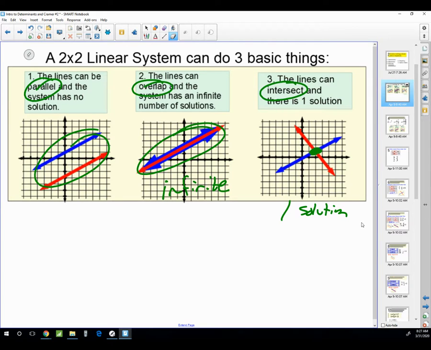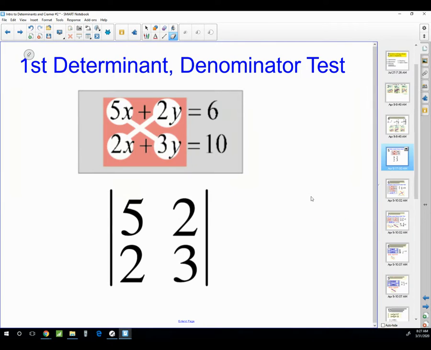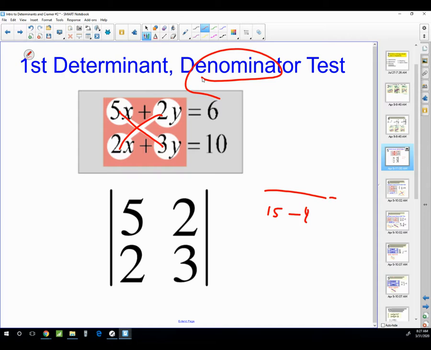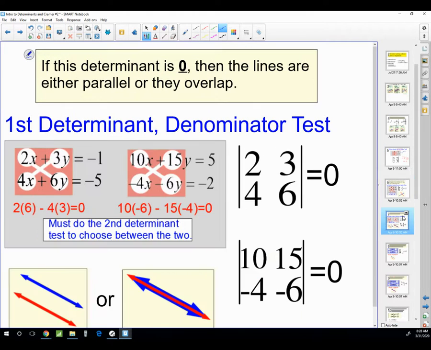Let's look at this slide. Okay, we can see that the determinant of the denominator is not going to be 0. It would be 15 minus 4 is 11. If we know that the denominator is not 0, then we know that we have a system of equations where the lines are just going to intersect at one point, one way or another. And that's all we're trying to figure out.